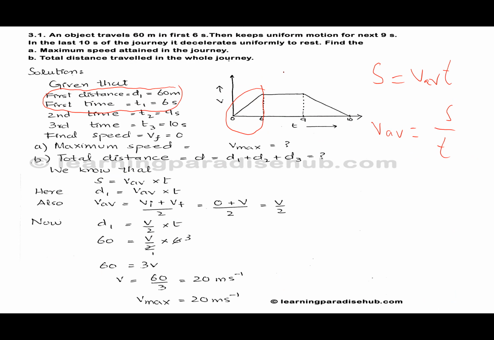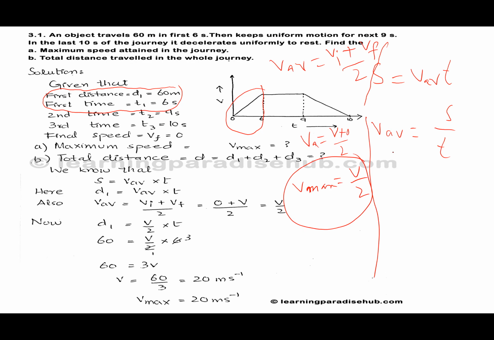And V average itself is the sum of initial velocity plus final velocity divided by 2. Initial velocity is 0 and V final is V, so 0 plus V divided by 2. So V average is equal to V maximum divided by 2. In place of the average, you will put this value. You will find distance and time by using the equation, and you will solve this numerical.